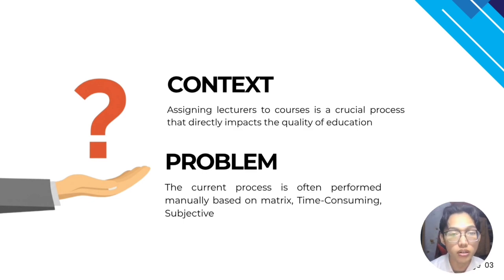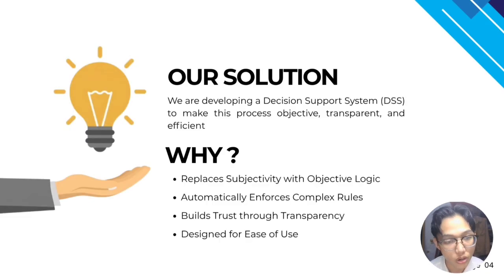And this brings us to our solution. We are developing a decision support system, or DSS, specifically to make this process objective, transparent, and efficient. We achieve this by focusing on 4 key benefits. First, it replaces subjectivity with objective logic, using a proven AI method to rank qualification.